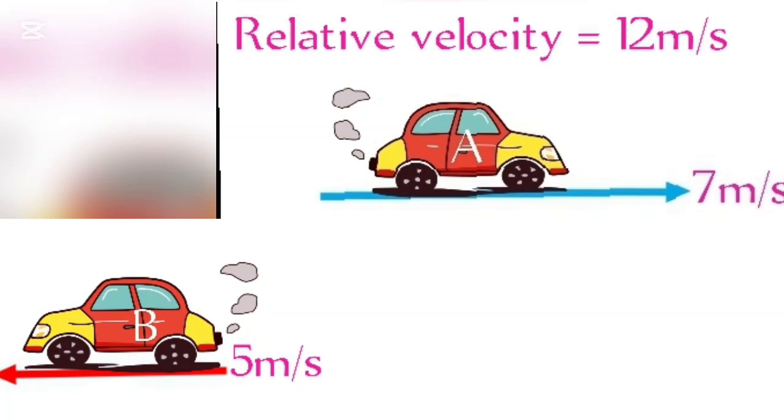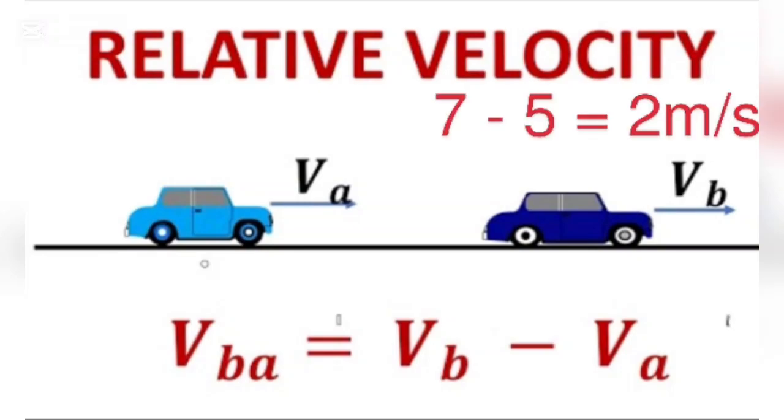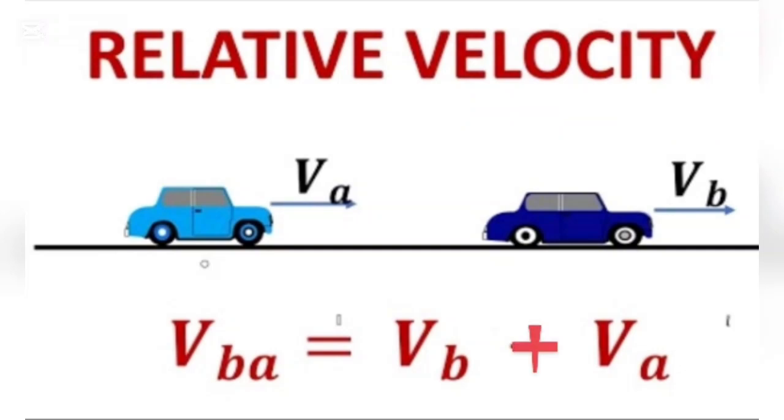As a rule, if two bodies are moving in the same direction with velocities of VA and VB respectively, then the velocity of A relative to B is given by VA minus VB. If VA is 7 meters per second and VB is 5 meters per second, the velocity of A relative to B is V equal to 7 minus 5, which is equal to 2 meters per second.